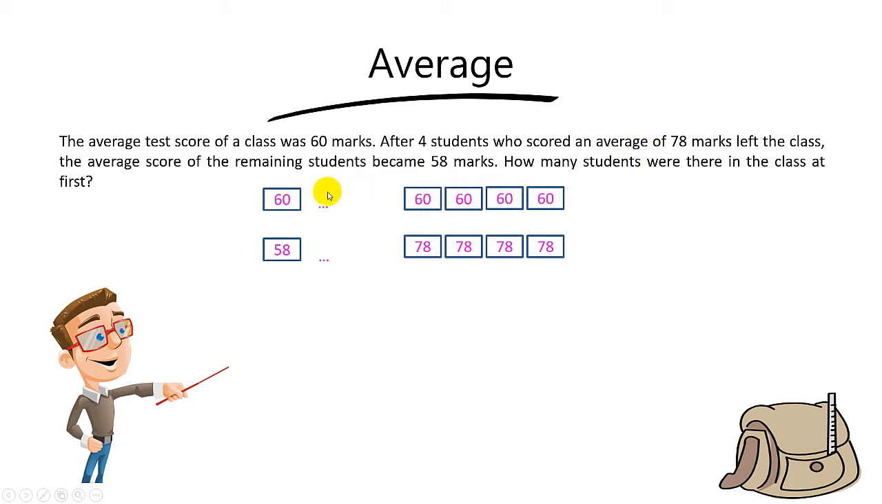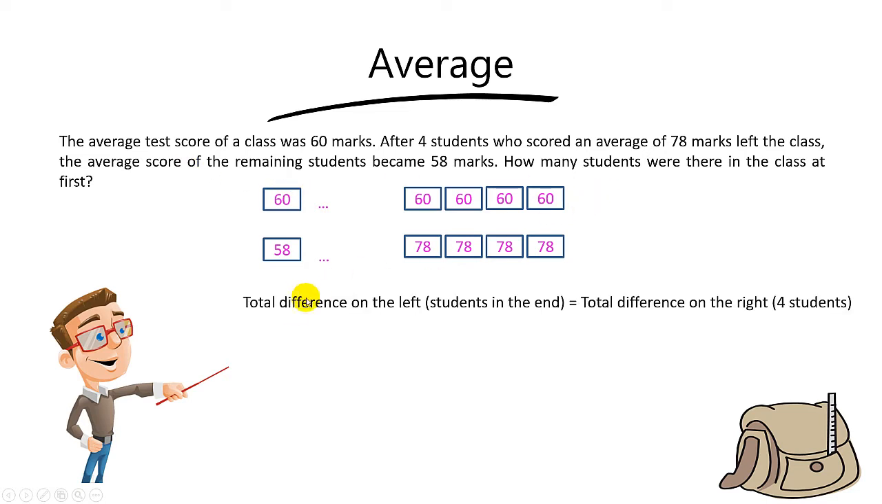Alright, and the number of students will be equals to the number of units in this row of models. Okay, so in order to solve for the number of units, you first have to identify that the difference on the left, which is over here, is equals to the total difference on the right. And do you know the reason why? The reason is because the total marks in this row is the same as the total marks in this row. Right, the total marks doesn't change. Alright, so therefore the total difference on here has to be equal to the total difference over here.